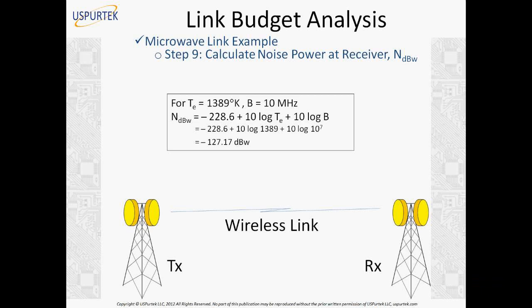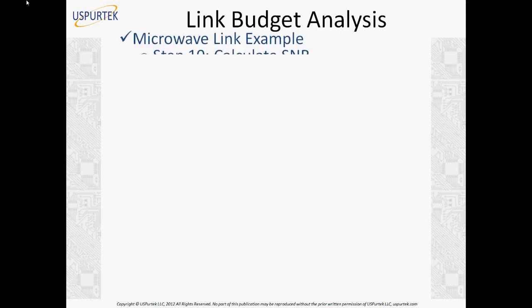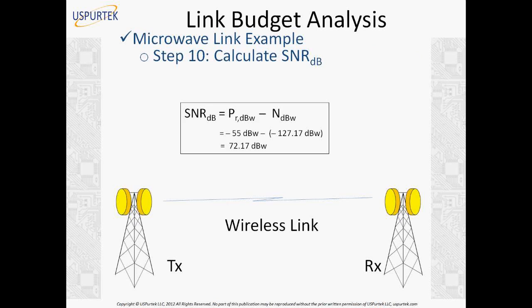Now let's calculate the noise power at the receiver. We had the total noise temperature at the receiver calculated to be 1389 degrees K, and we are assuming a bandwidth of 10 megahertz here. So we come to minus 127.17 dBW. Now it's very simple to calculate our signal to noise ratio. We have a signal to noise ratio of 72.17 dBW here.